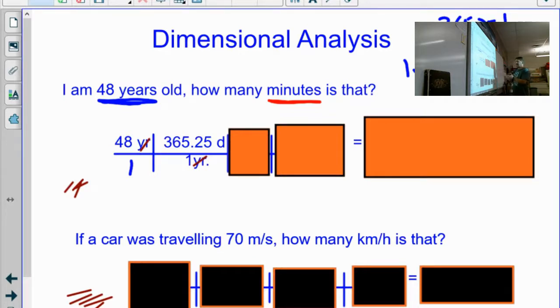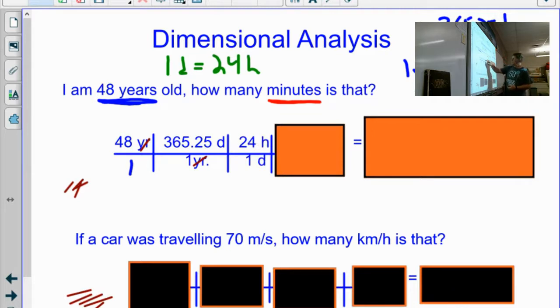So then I've got to come back and say, well, I need another equivalency. I need something about days. So I know that each day is equal to 24 hours. Okay. Once again, I can write this in one of two ways. I can say 24 hours per day, or 1 day per 24 hours. I want to get rid of days, so days needs to be on the bottom, and hours is going to be on the top. So once again, I have days here and days here. They're going to cancel out. And now my answer will be in hours. So if I multiply all this out, my answer will be in hours.